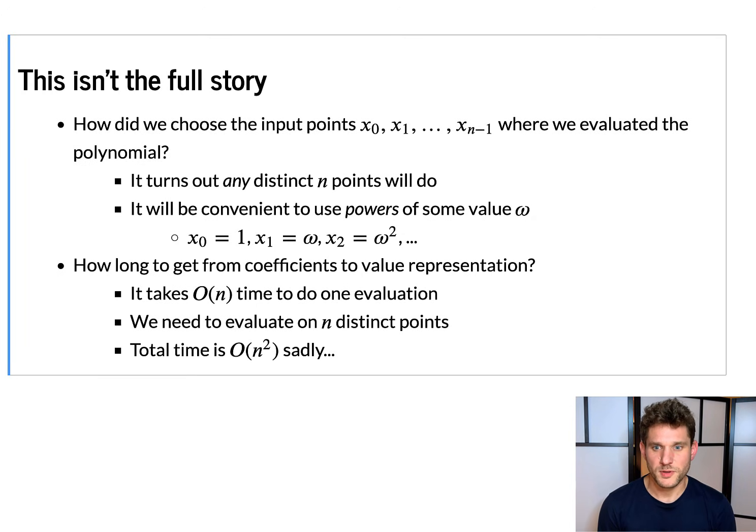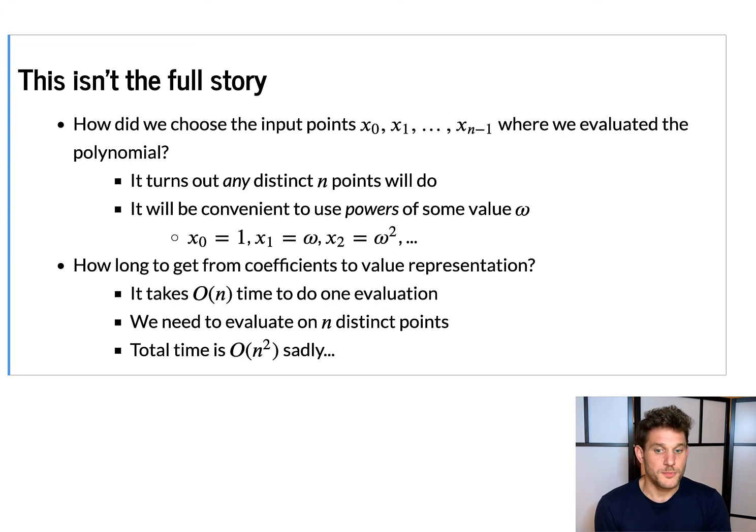How did we choose these points, x0 through xn minus 1, where we evaluated this polynomial? It turns out that any distinct set of points will do in terms of representation. Again, a polynomial is uniquely defined by what values it takes at points. It turns out that we're going to end up choosing the following set of points. You're going to pick some omega, and the points you're going to evaluate the polynomial on are all of the powers of omega. Omega to the 0, omega to the 1, omega squared, omega cubed, all the way up to omega to the n minus 1.